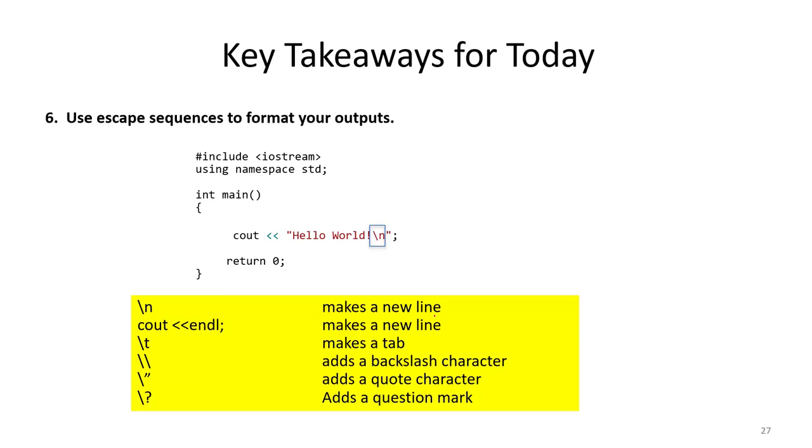Next important point, using escape sequences to format our outputs. This is very important because we don't always just want to output text directly to the screen. Sometimes we need formatting, like tabs or new lines or other types of characters. So we use what's called an escape sequence to help us format our outputs. This table lists some of the most common escape sequences that we use.